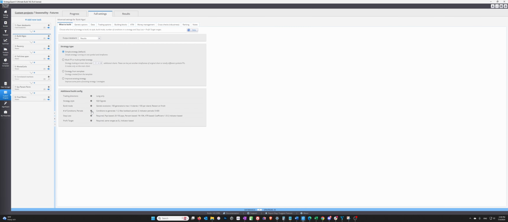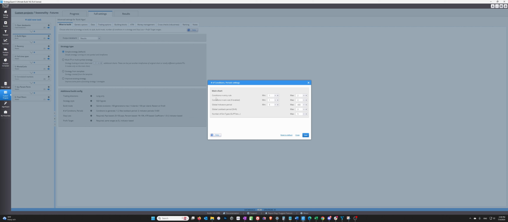And then in terms of numbers of conditions, I think it's important to keep these low. I would say you probably don't want more than 3 entry conditions.